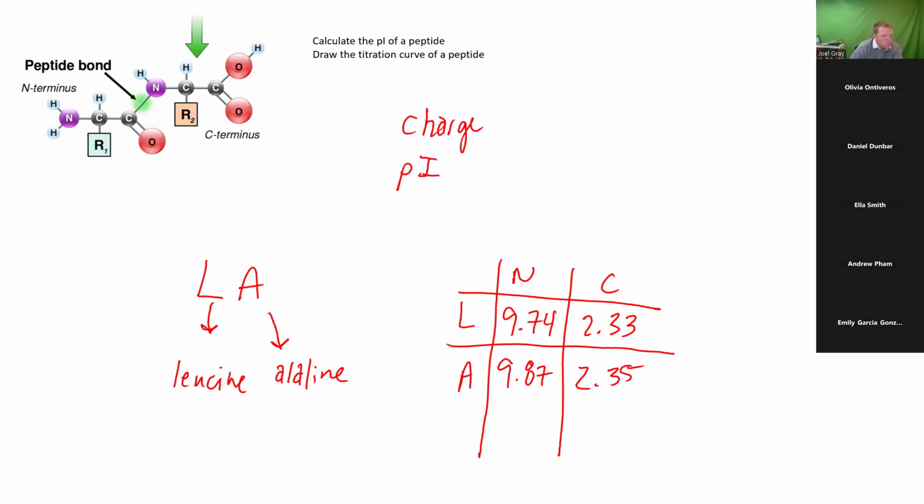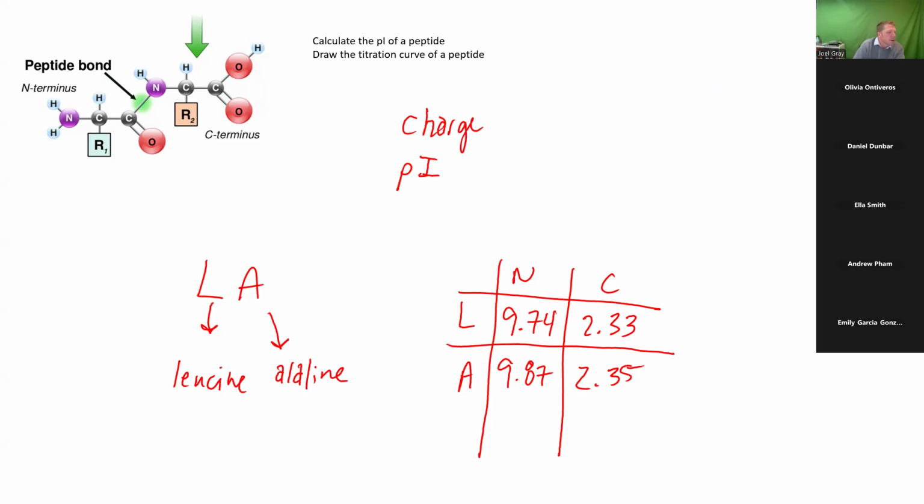Private message question, a little random, but will we ever deal with a beta amino acid? No, I don't believe that you will in this class or in metabolism. Beta amino acids do exist. I believe they are relevant to plant hormones, used in the synthesis of some plant hormones. But we're not too interested in beta amino acids, though it's good to know that they do exist.